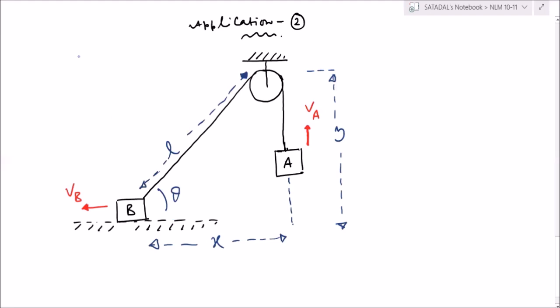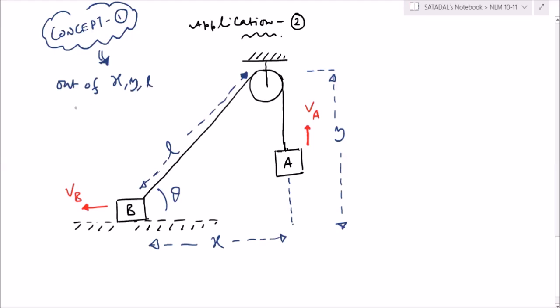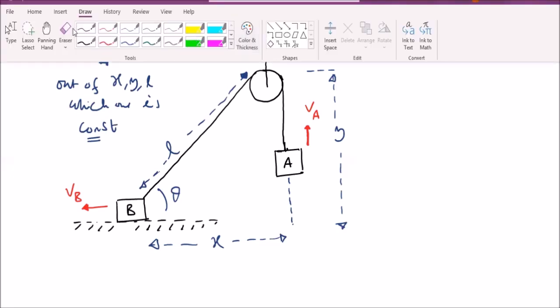So first you tell me, we are going to apply concept 1. So first application of concept 1. So tell me, out of X, Y, and L, which one is constant here? Check the diagram and tell me, out of X, Y, and L, which one is constant here? Tell me.